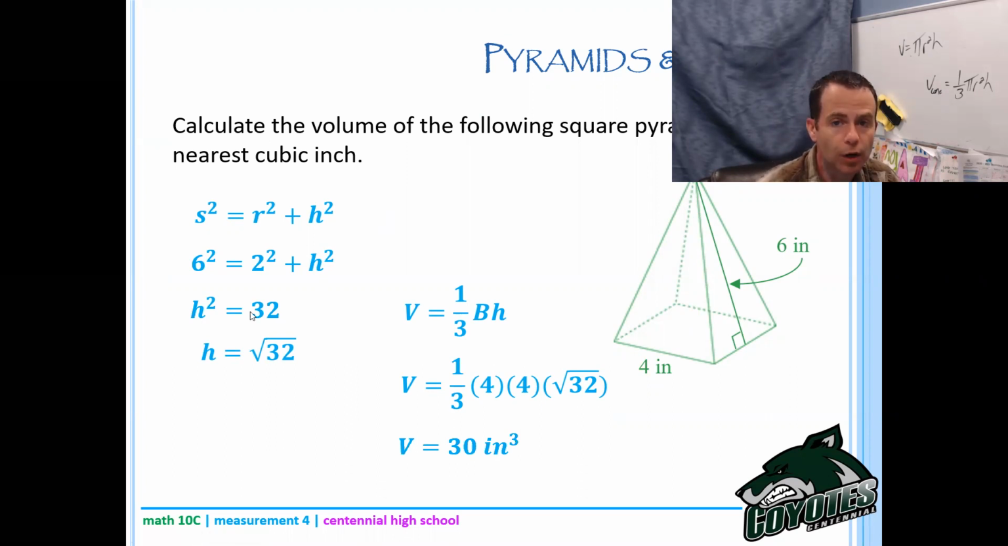Again, watch your rounding and watch that you have the right units and the right exponent with your units. If you're talking a linear item, there's no exponent there. If you're talking an area item, that's a square. And if you're talking a volume item, that would be cubic.